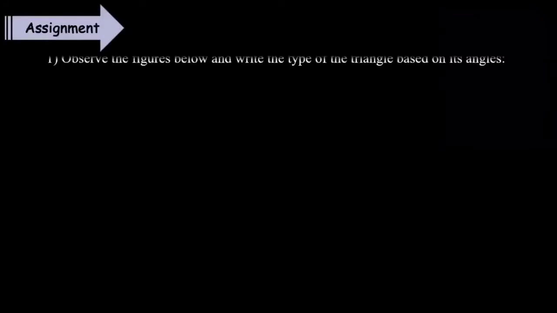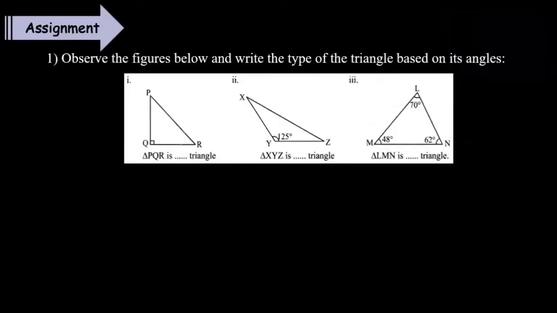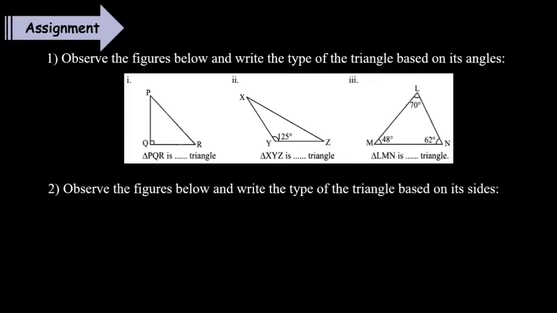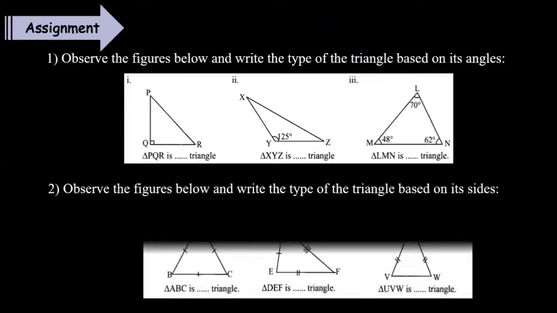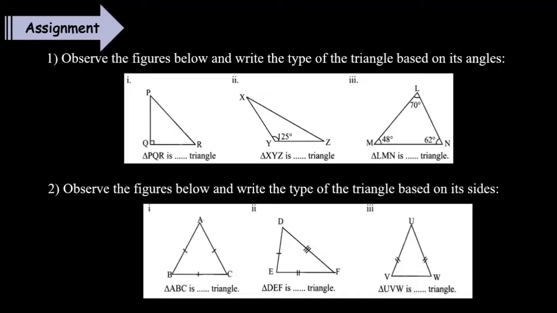And lastly, I have an assignment for you all. This is the first question. Observe the figures below and write the type of triangle based on its angles. By looking at the angles, you have to write the name of the triangle. There are three questions. You have to write each of them. And the next one is, observe the figures below and write the type of triangle based on its sides. By looking at the markings that are done, you have to identify the type of triangle. This is the second one that you have to do.